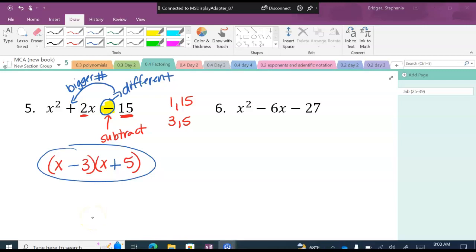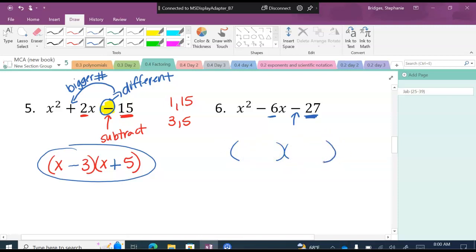All right, first question, x squared minus 6x minus 27. Do I have a GCF? No. All right, I want numbers that multiply to give me 27 and subtract to give me 6. Numbers that multiply to give me 27 and subtract to give me 6.